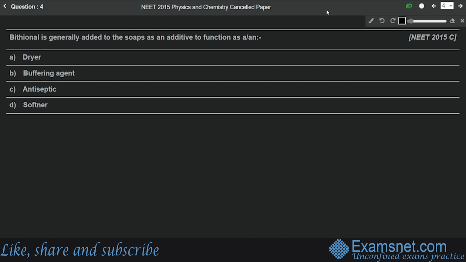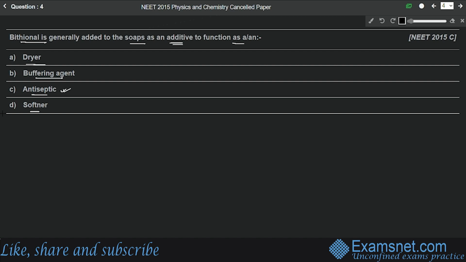Question number 4 is from the chapter Chemistry in Everyday Life, and the question is: Bithionol is generally added to soaps as an additive to function as a. Options are dryer, buffering agent, antiseptic and softener. So the correct answer will be antiseptic. Bithionol is added to soaps to impart antiseptic properties.